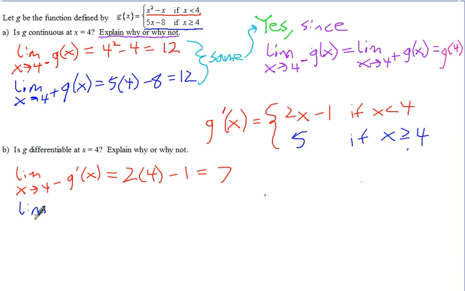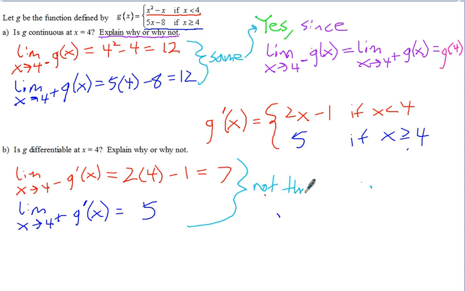And then the limit as x approaches 4 from the right of g prime of x. Well, there's nothing to substitute 4 into, it's just always 5. So those are not the same this time. So our answer would be no, because what's happening is from the left, we've got a parabola here, the slope's approaching 5. But from the right, we've got a linear one.